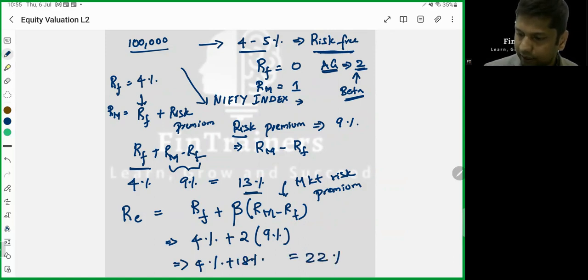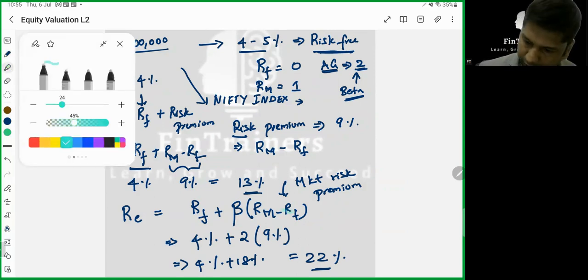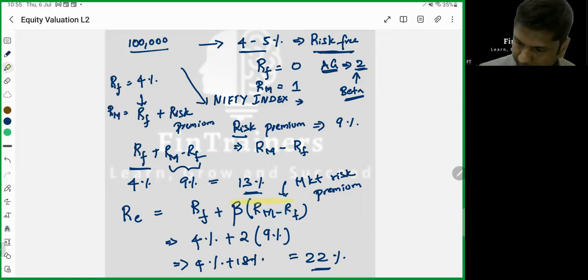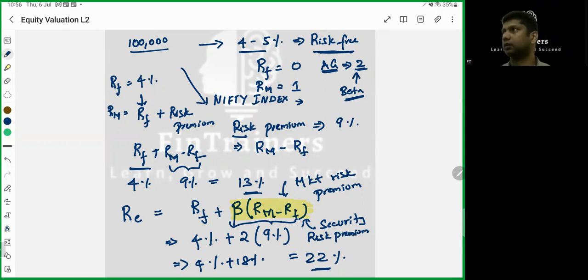So 4% plus 18%. You will invest in Adani Gas only if you get 22%. Because the risk premium you want is 2 times, 9% is not enough for you for this one. You need twice that. So this component, beta into RM minus RF, is the security risk premium. To invest in this particular security, not the entire market, you need that amount. So this is the security risk premium. Is that clear? Understood. Okay.